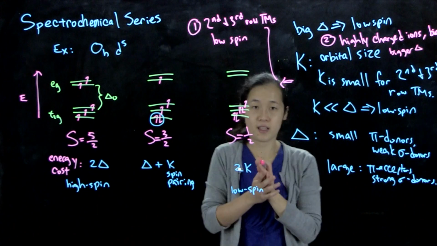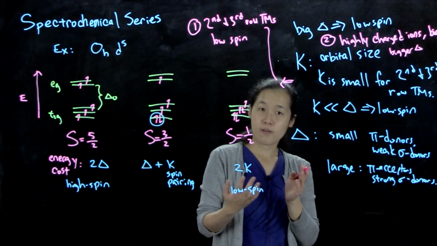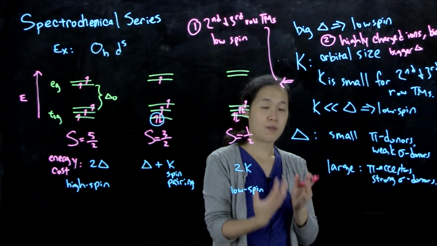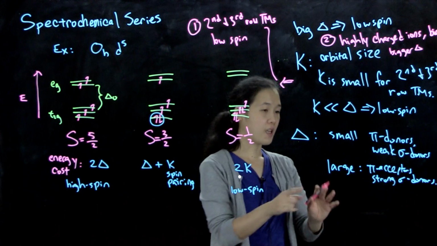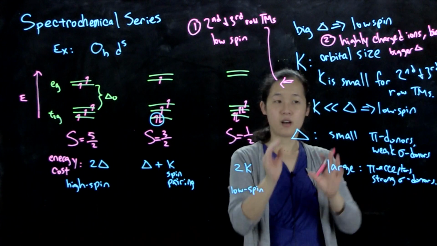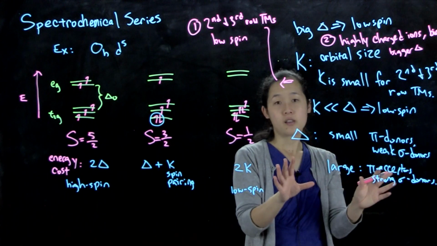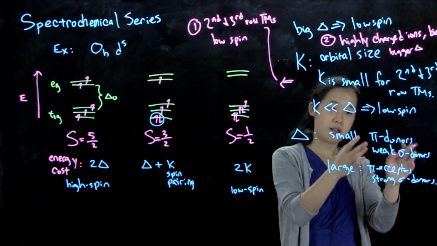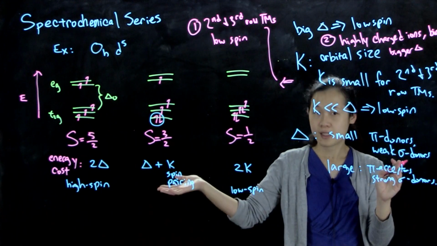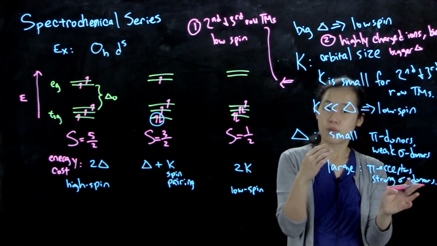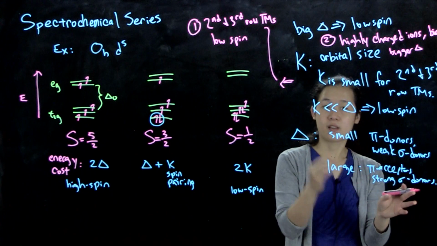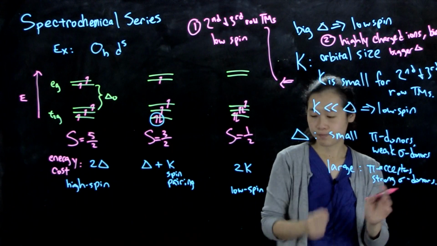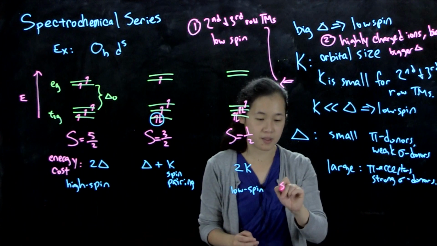So if we're comparing, let's say, cobalt-3 versus cobalt-2, cobalt-3 is more likely to be low spin because it's higher charge. And then lastly, our delta depends on our ligand's nature. We said that pi donors might give smaller delta, more likely to be high spin. Pi acceptors are bigger delta, so more likely to be low spin. So this gives us our spectrochemical series.